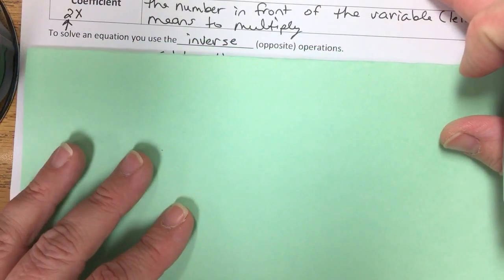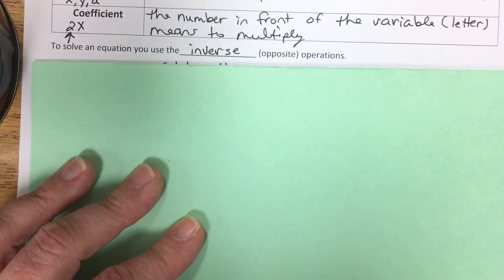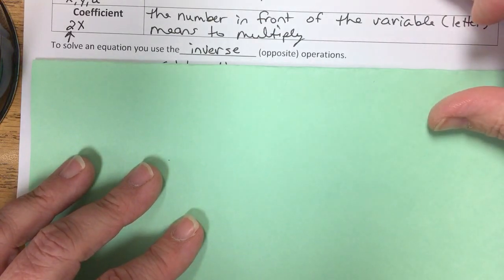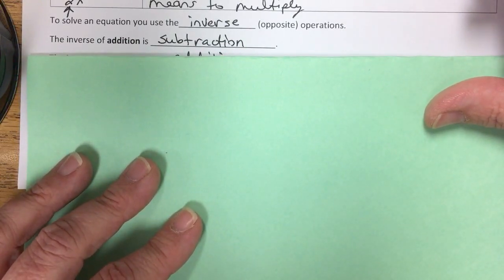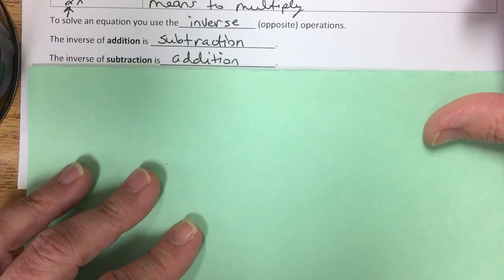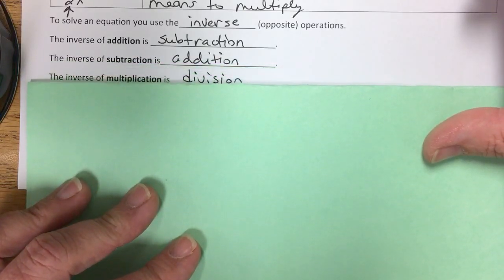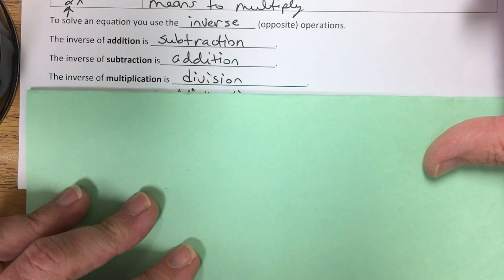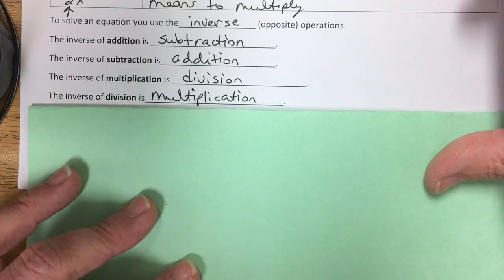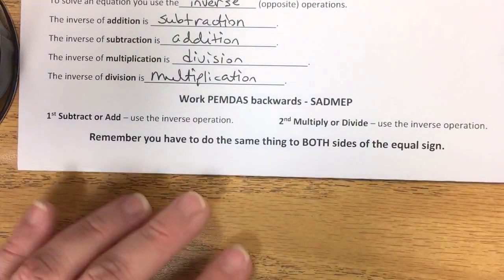All right, so to solve an equation, we use the opposite operations, and that is called inverse. The inverse operation, that's the opposite operation. The inverse operation of addition is subtraction. The inverse operation of subtraction is addition. The inverse operation of multiplication is division. And the inverse or opposite operation of division is multiplication. So those are opposite operations.